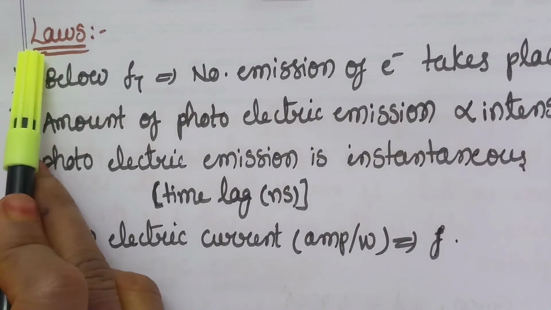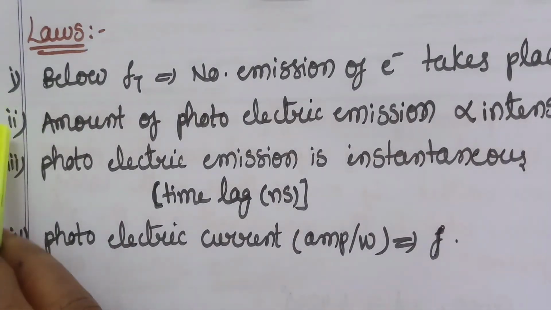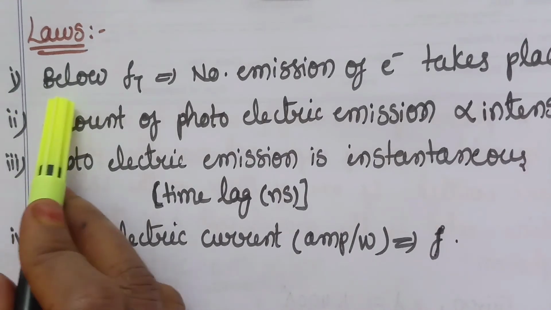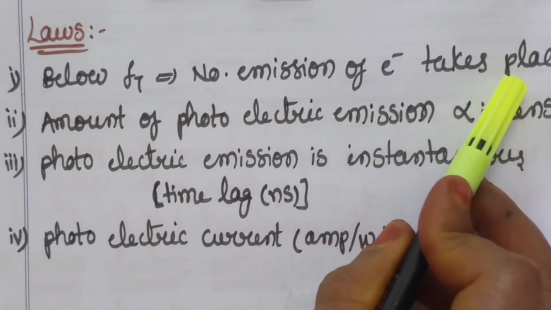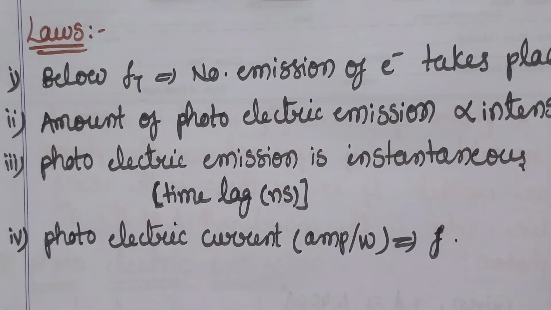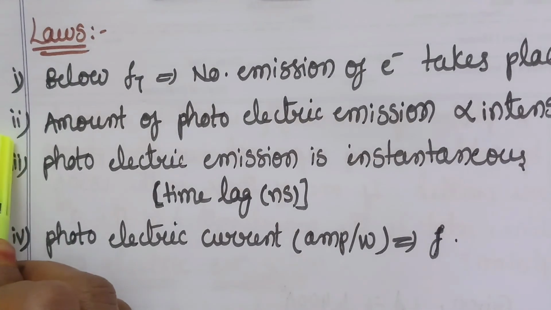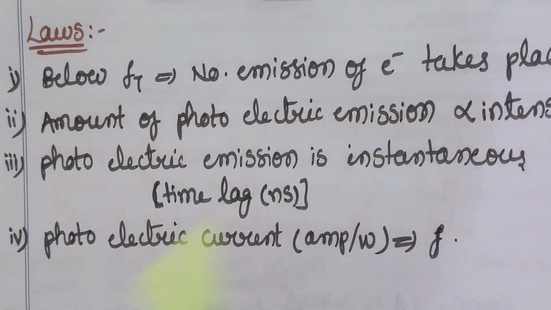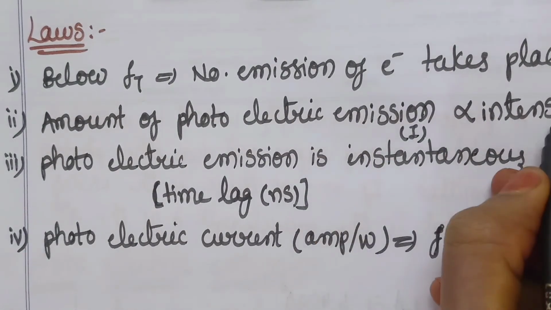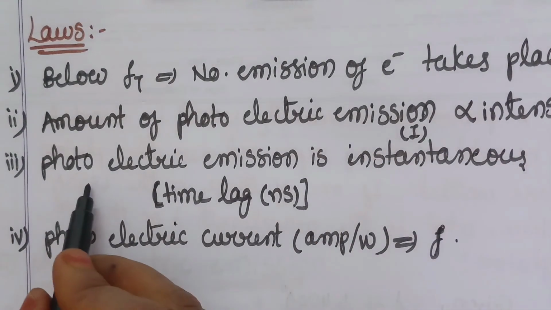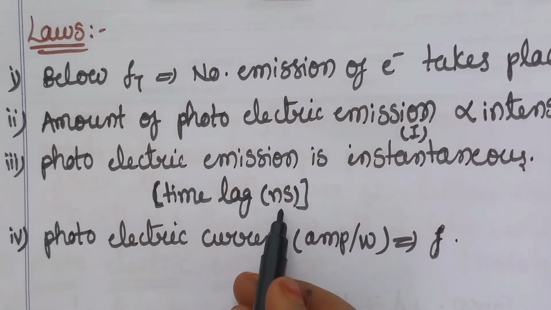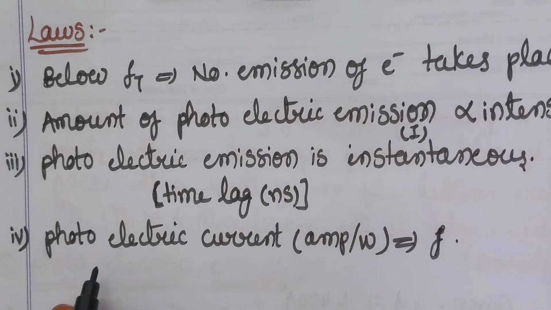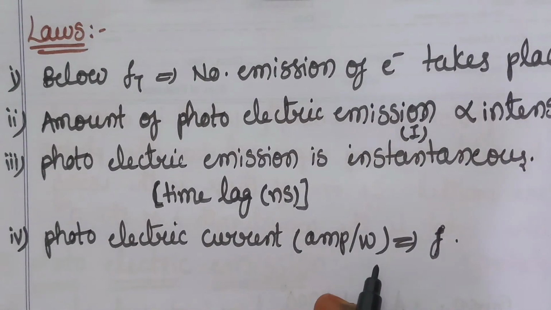There are 4 laws for photoelectric emission. The first one is, there is a threshold frequency, say Ft. Below the threshold frequency, no emission of electrons takes place. That means below Ft, no electron will be emitted from the metal. The second one is the amount of photoelectric emission, that is the current, is proportional to the intensity. The third one is that photoelectric emission is instantaneous, but there is a time lag which is almost in nanoseconds. And the fourth one is that photoelectric current, whose units are amperes per watt, depends upon the frequency f.